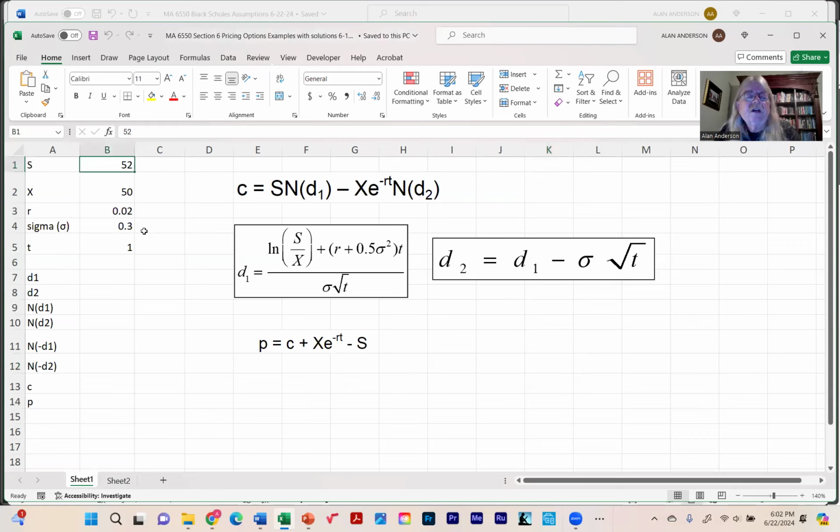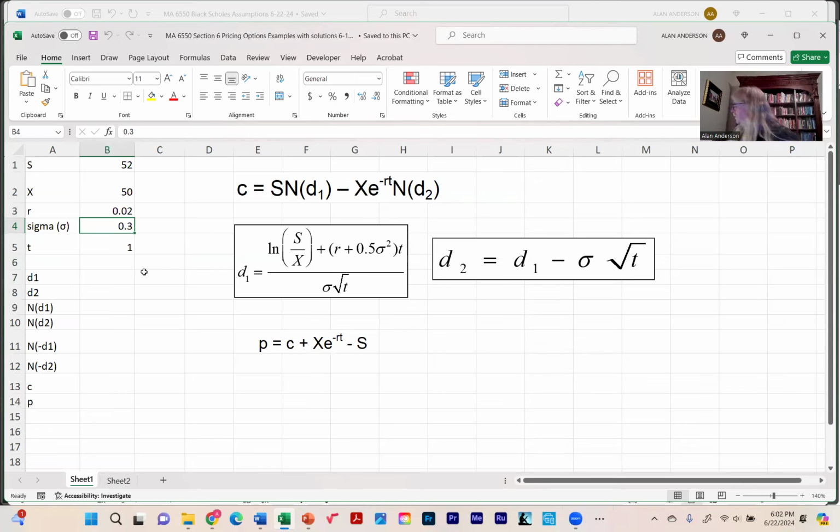So here we have a stock, which is $52. The strike price is 50. The risk-free rate is 2% per year. It's per year because this is a 1-year option, as you can see here. T is 1. And then this is our volatility, 30% per year. Volatilities are always quoted on an annual basis. And so what we're going to do, we're going to solve for the Black-Scholes formula in stages.